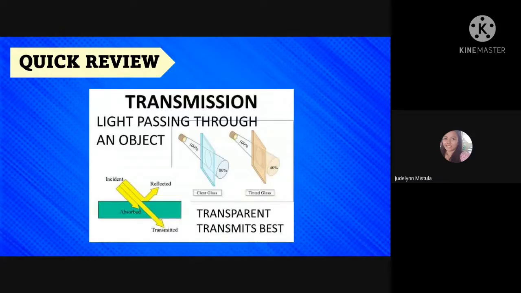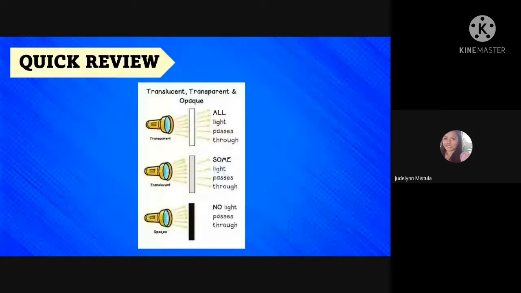When light strikes a clear glass or a tinted glass, light is said to be transmitted because most of it can pass through that said object. With this being said, there are three kinds of materials. We have transparent, translucent, and opaque. Transparent materials are those objects which allow all light to pass through, such as clear glass, our windows, or a glass of water. Meanwhile, those translucent materials are said to allow some of the light to pass through it.